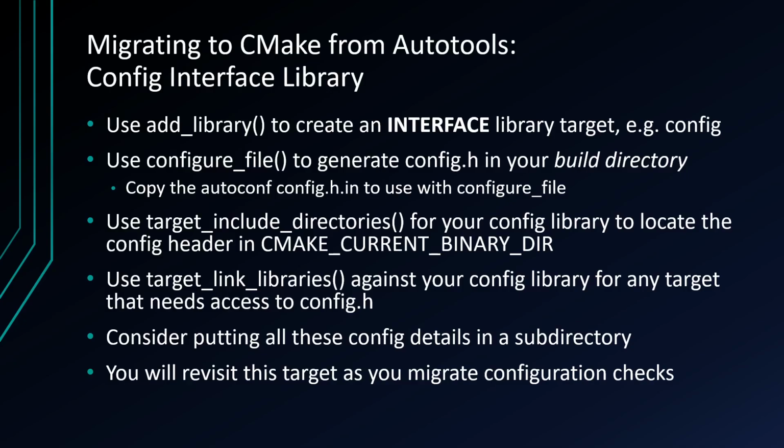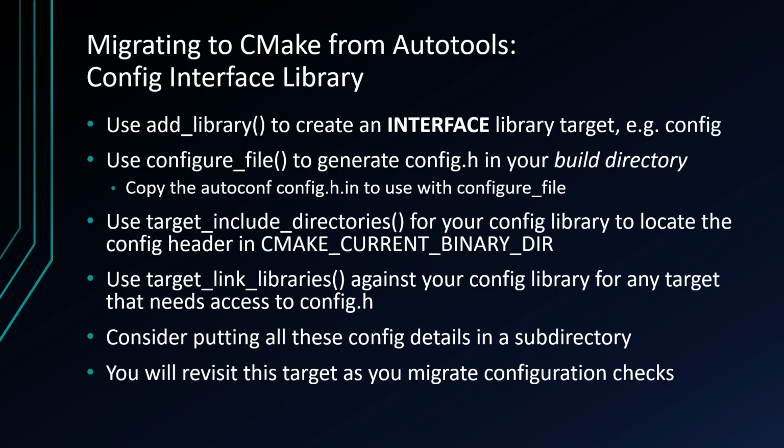You'll use target include directories for your config library to say that the config library's header files are located in the binary directory, the current binary directory. And when you are writing your own library targets and your executables, anything that needs access to this config.h, use target link libraries to associate your target with the config library.